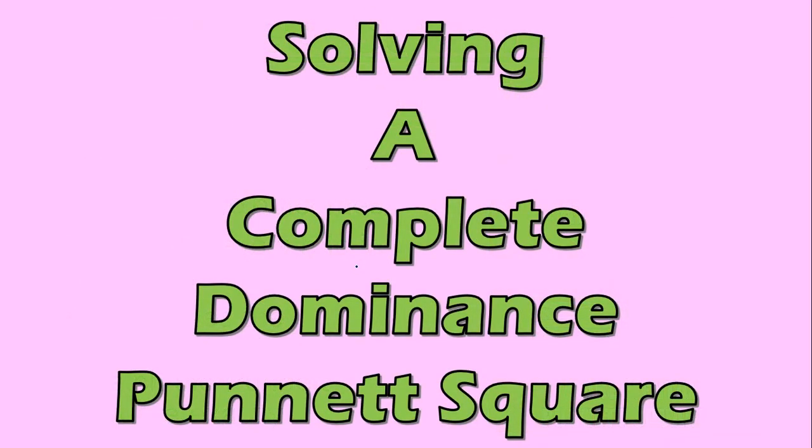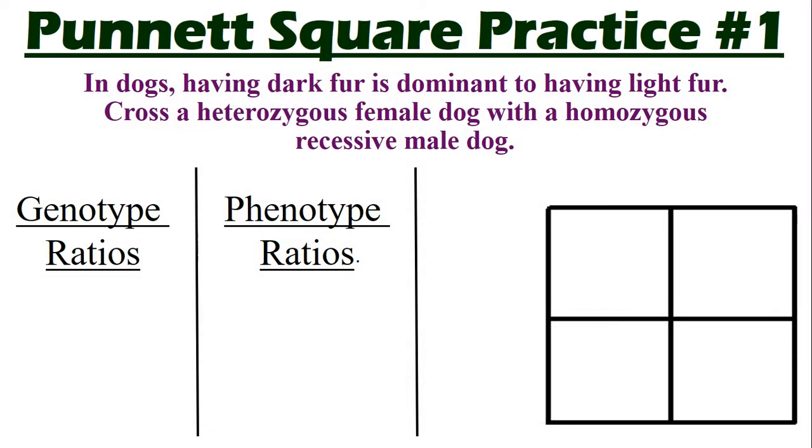All right. So we're going to solve complete dominance Punnett squares. So we have this question. It says, in dogs, having dark fur is dominant to having light fur. So the dominant trait is dark fur, and since it's the dominant trait, we're going to use the letter D. And light fur is the recessive trait, that's a lowercase d. We're going to cross a heterozygous female dog with a homozygous recessive male dog.